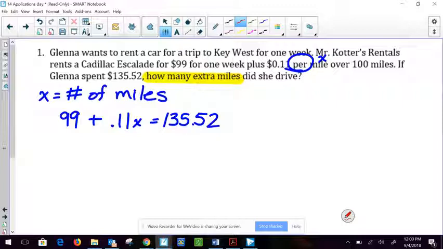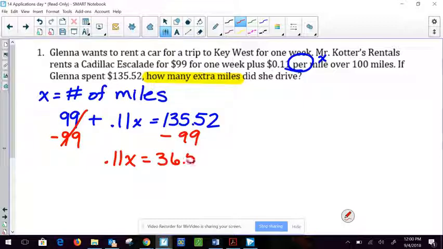Now all we have left to do are the same steps that we keep doing over and over. $99 we need to move over. So we start by subtracting 99 from both sides. So we have 0.11x is equal to, if you subtract out $135.52 minus 99, $36.52. Final step, you guessed it again, divide by 0.11.